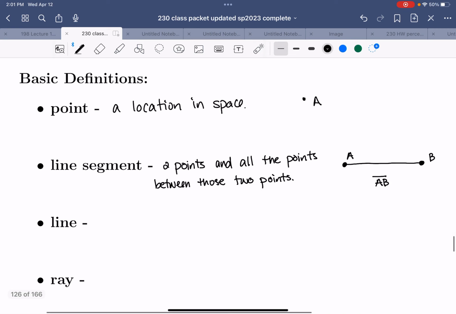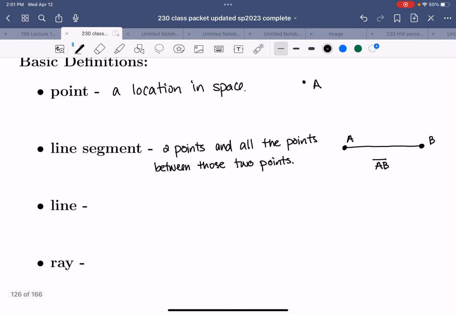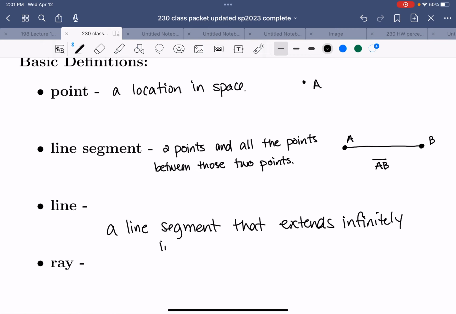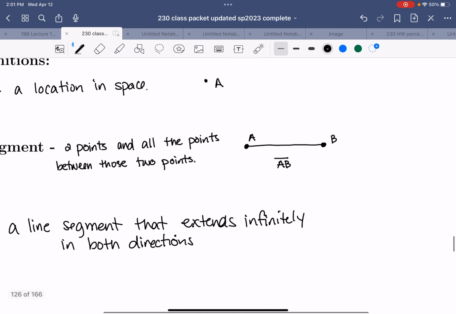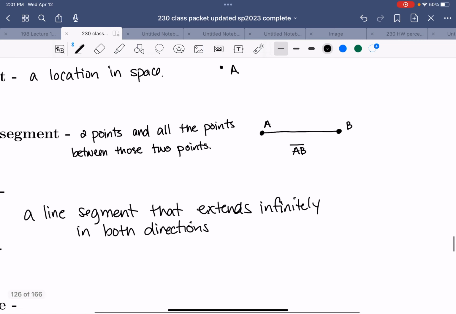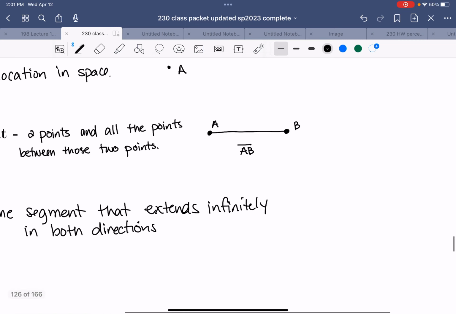A line is a line segment that extends infinitely in both directions. Right? We want it to go on forever, even if we don't draw it that way. So a line segment that extends infinitely in both directions.